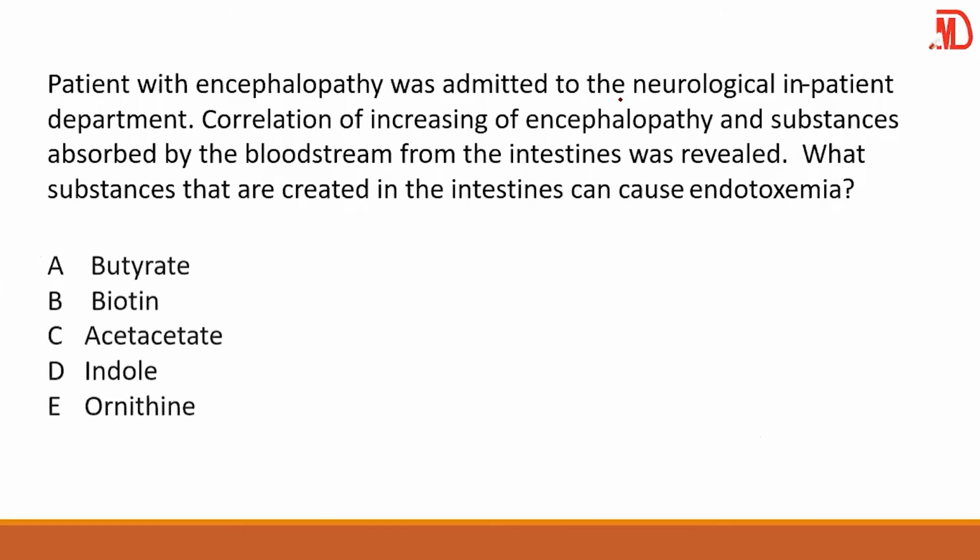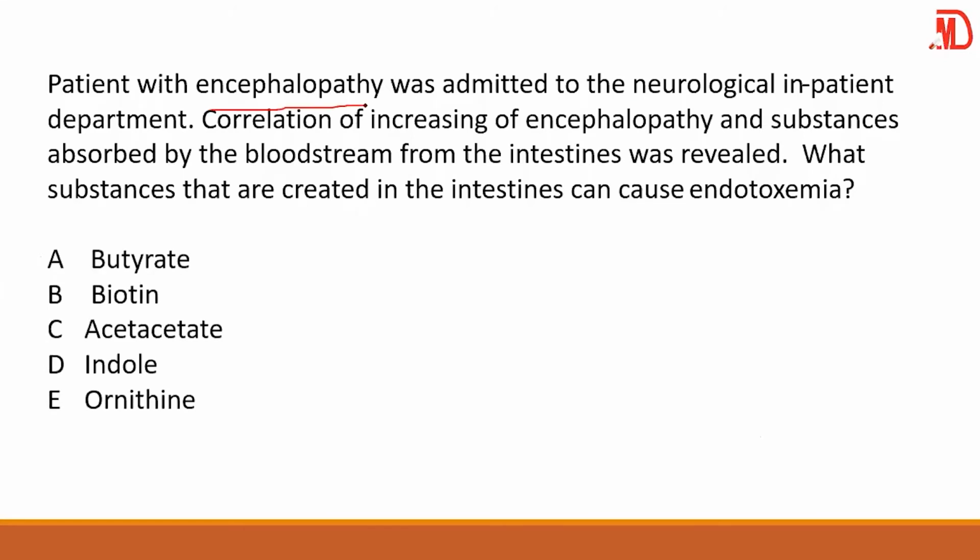We have a patient with encephalopathy who was admitted to the neurological inpatient department. Correlation of increasing encephalopathy and a substance absorbed into the bloodstream in the intestine was revealed. What substance in the intestine can cause endotoxemia? So you're talking about encephalopathy, that is a disease of the brain. And they are saying that this occurred as a result of food substances in the intestine.